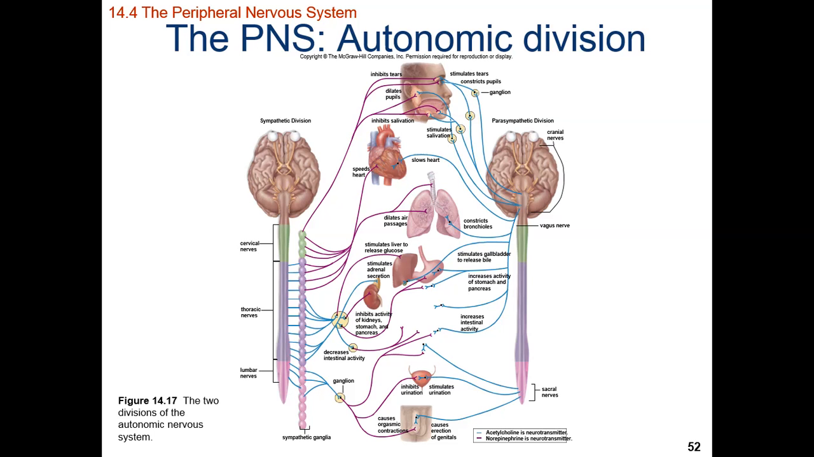We find that the sympathetic nervous system is going to be regulated primarily by spinal nerves, and that the parasympathetic nervous system has most of its regulation from the vagus nerve, or cranial nerve number 10.